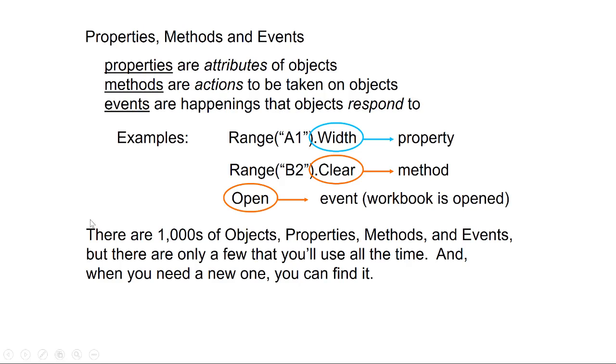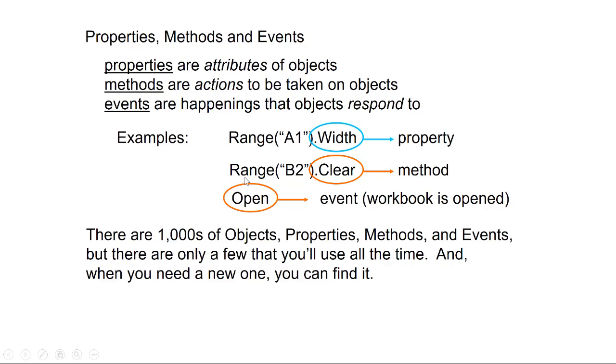So let's talk about properties, methods, and events. Properties are attributes of objects. Methods are actions to be taken on objects, and events are happenings that objects respond to. So just some simple examples, and in a subsequent screencast, I'm going to show you some more examples of these. An example of a property would be range A1, so that's cell A1, width. So that's the width of cell A1.